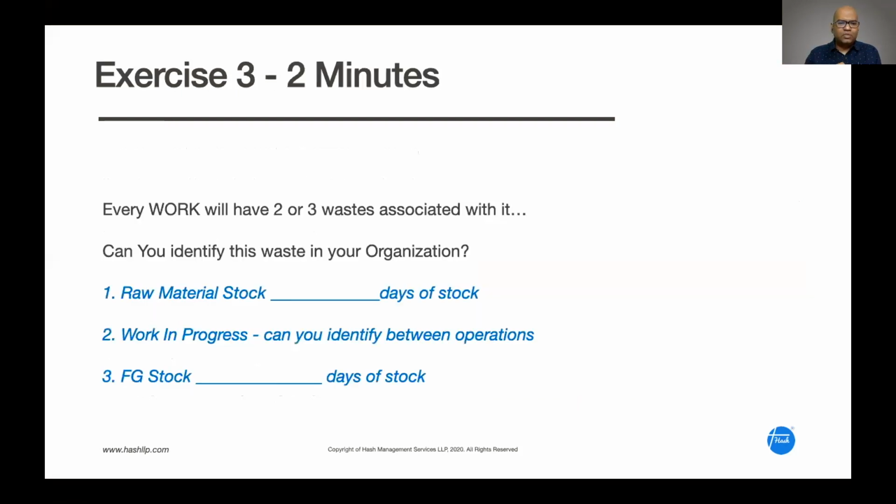In the next 1 minute, can you identify your inventory position? What is your typical raw material stock? Is it high or low? What is your work in progress? Can you identify the WIP status between your operations? And also the FG stock, if you are having more stock. Can you identify this in your organization? You can take 1 minute for this. Just think about your inventory waste and complete this exercise.